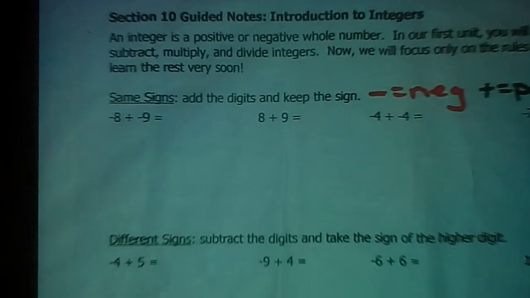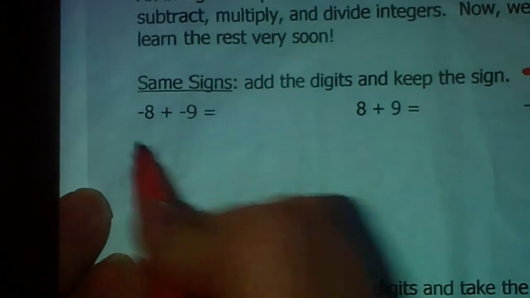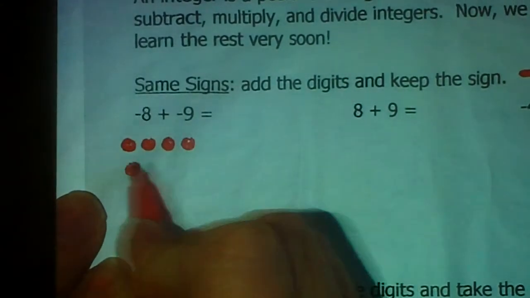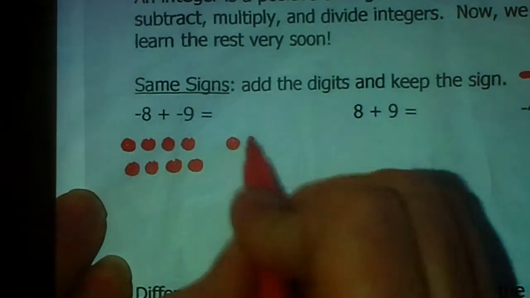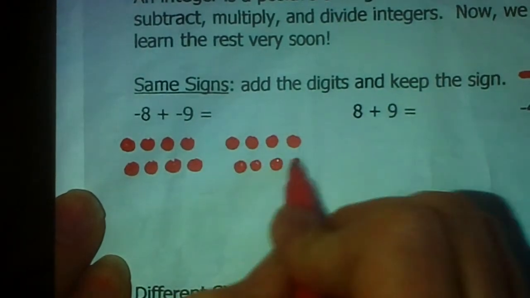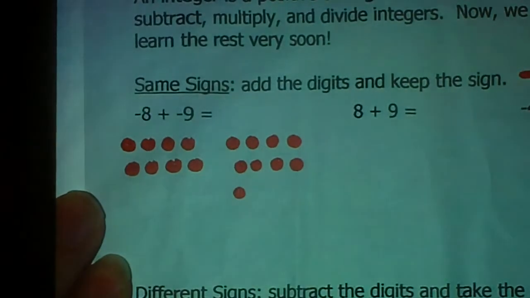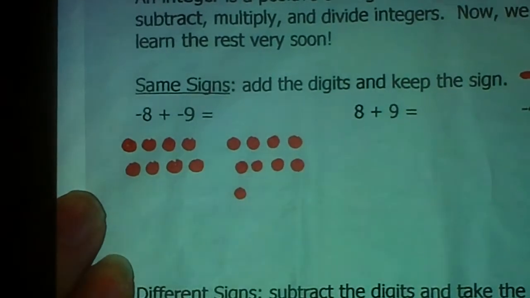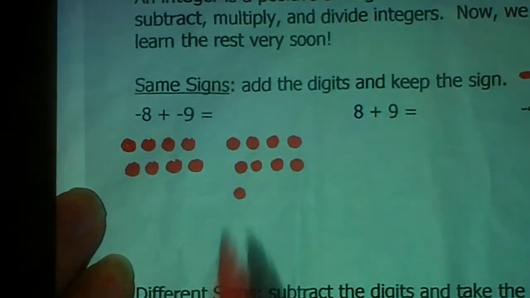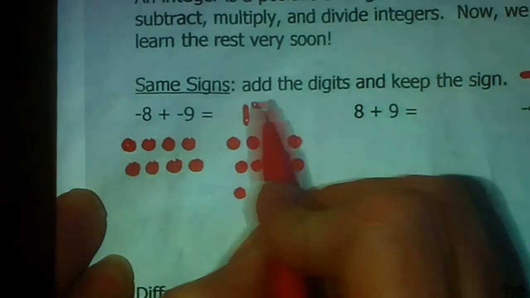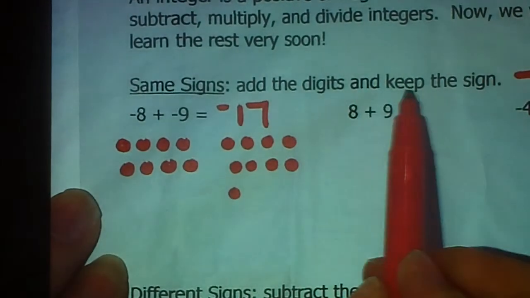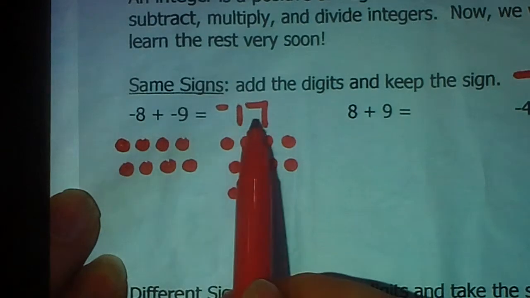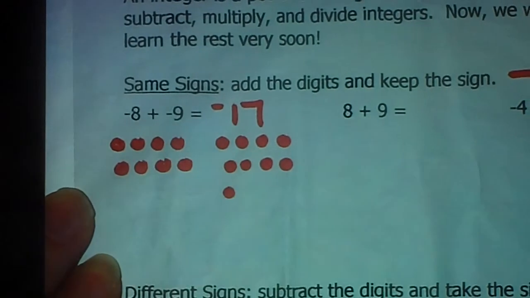So for our first example, we have a -8 plus a -9. So 8 negatives plus 9 more negatives. Don't you just see a bunch of red dots? Add them all up. There's 17 red dots, and since the red is negative, it means negative 17. Or look at the rule. Add the digits together and keep the sign. 8 plus 9 is 17. Since they were both negative, our answer is negative.